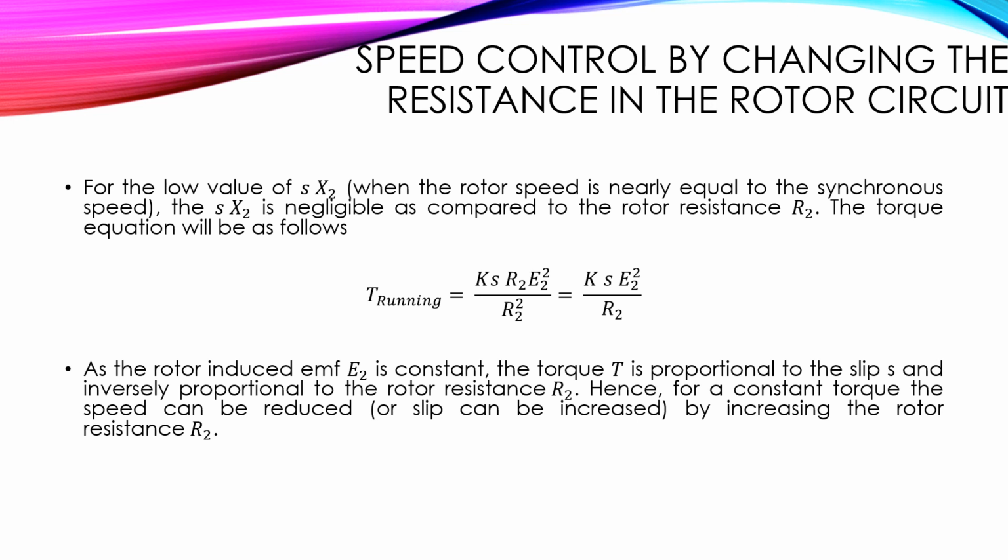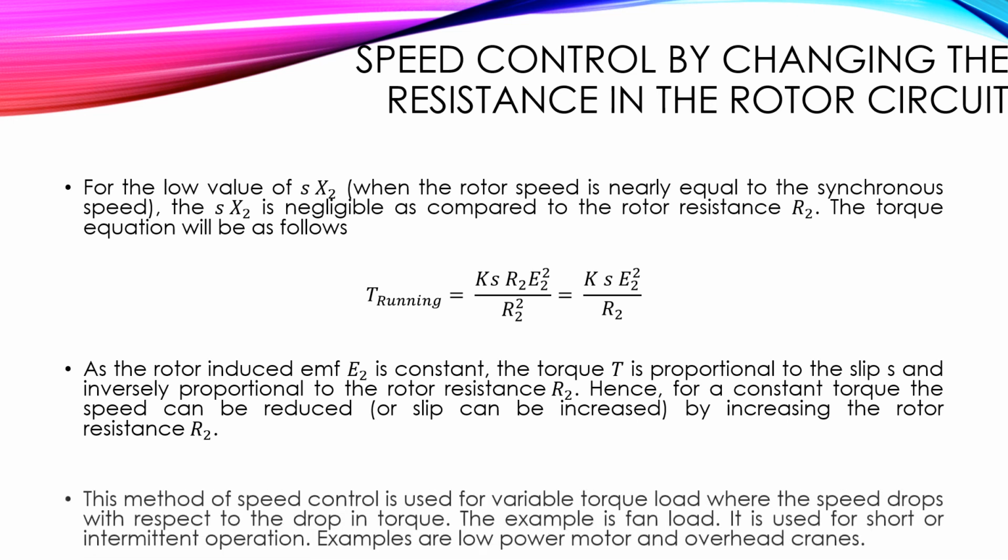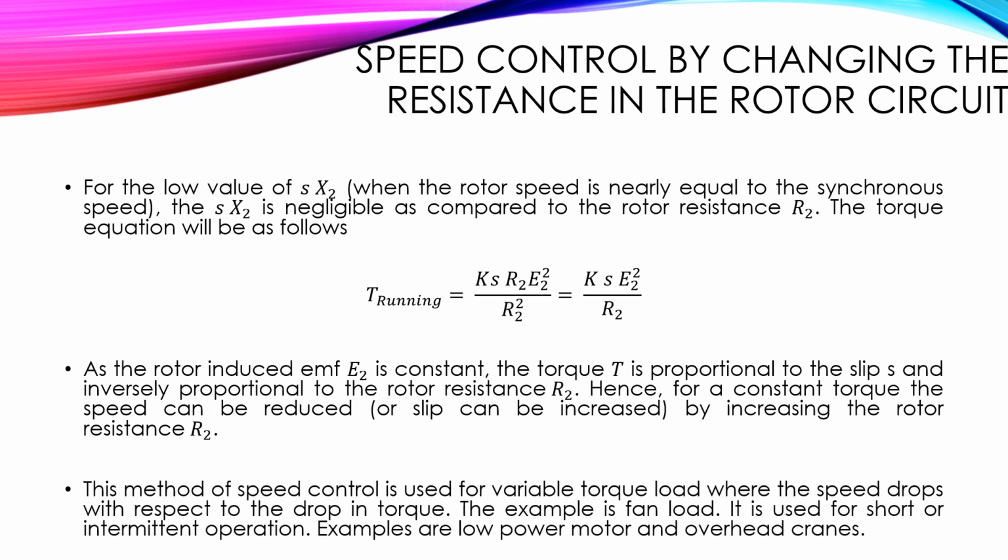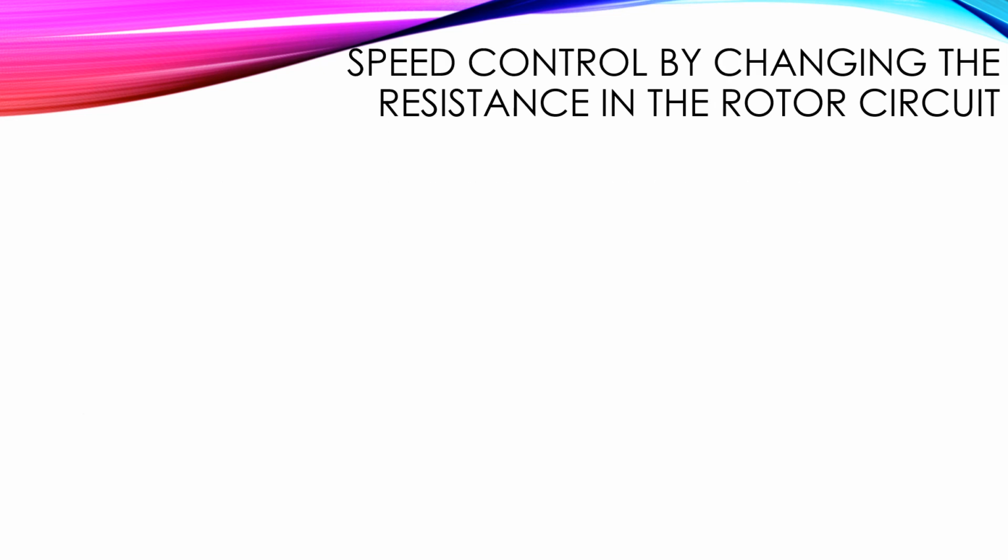Hence, for a constant torque, the speed can be reduced, or slip can be increased, by increasing the rotor resistance R2. So this method of speed control is used for variable torque loads where the speed drops with the drop in torque. The example is fan load. It is used for short or intermittent operation. Examples are low power motors and overhead cranes.